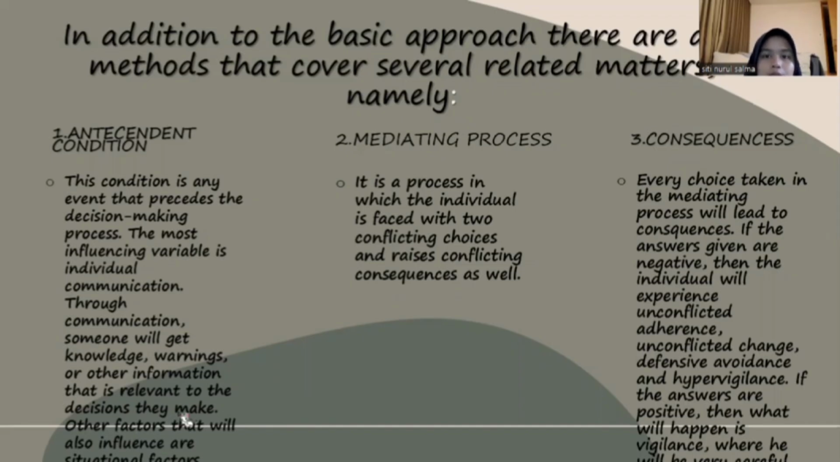In addition to the basic approach, there are also methods that cover several related matters, namely, number one, antecedent condition. This condition is any event that precedes the decision-making process. The most influencing variable is individual communication. Of communication, some will get knowledge, warnings, and other information relevant to the decision they make. Other factors that will also influence are situation factors, personality, and other characteristics.